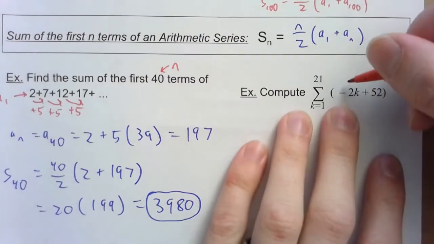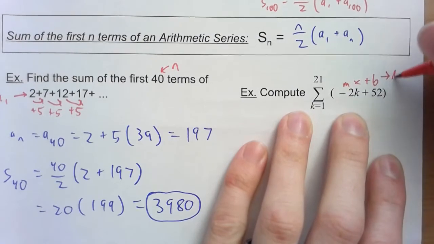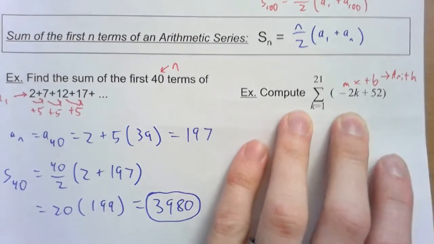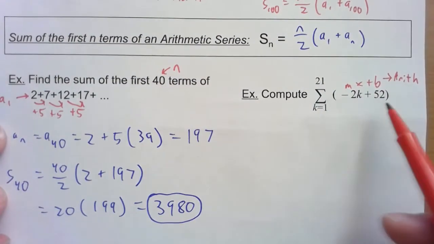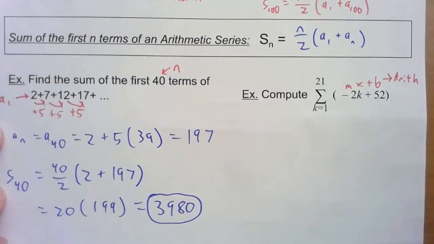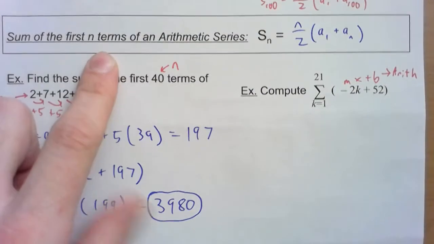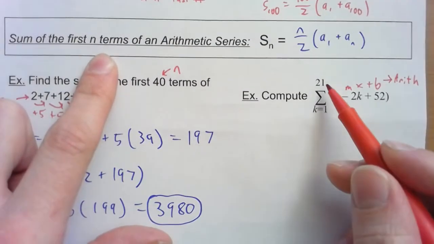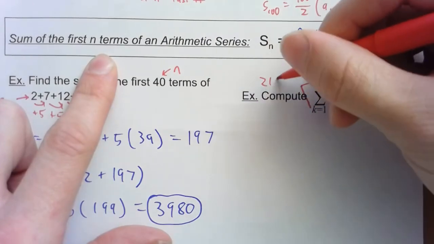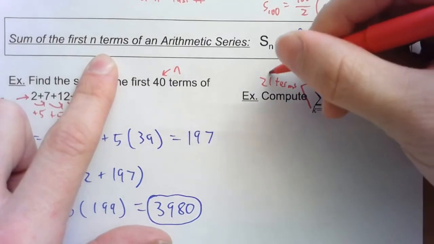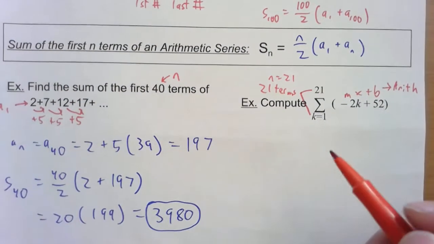Or notice this right here. This looks like mx plus b. That means it is arithmetic. Remember, arithmetic sequences or series are like linear functions. So if the formula for the terms looks like mx plus b, it has to be arithmetic. Okay, so we know it's arithmetic. Do we know the number of terms? Well, it starts at 1 and goes to 21, so that means there's 21 terms. That means n equals 21 here. Okay, so we've got n.